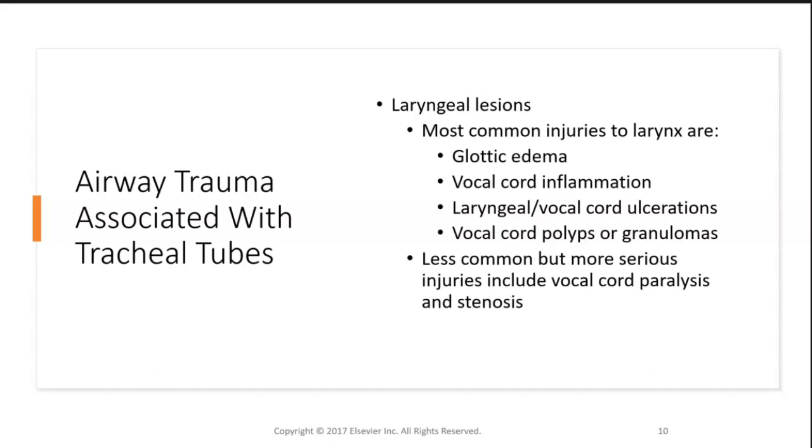The most common types of injuries to the larynx are going to be glottic edema and vocal cord inflammation. Those things are going to be the most common. They're kind of self-resolving. They don't usually take very long to fix themselves. But patients who have been intubated longer might end up with ulcerations or polyps, or even vocal cord paralysis and stenosis.